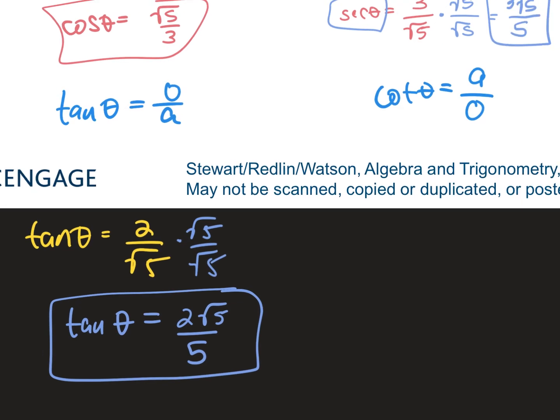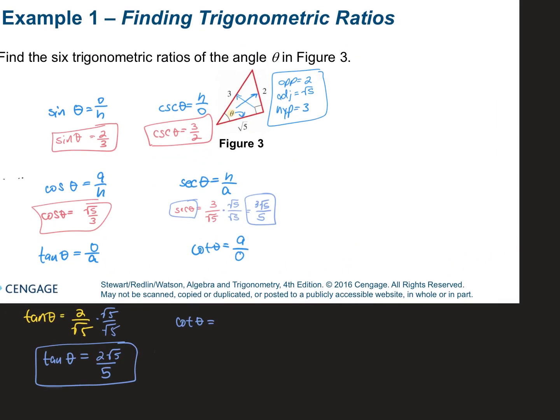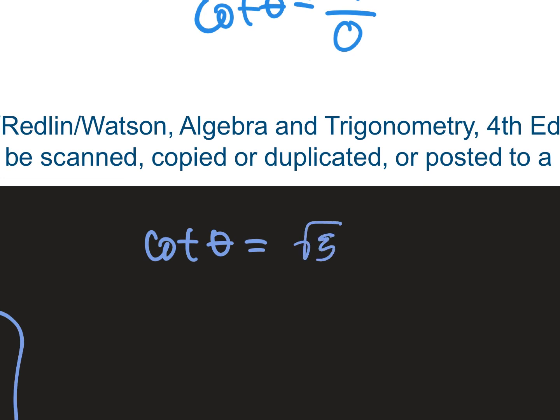So let's go here to cotangent. Cotangent theta is what over what? Adjacent over opposite. So what's the adjacent side? Square root of 5 over... Is that okay? Yeah, that's it.